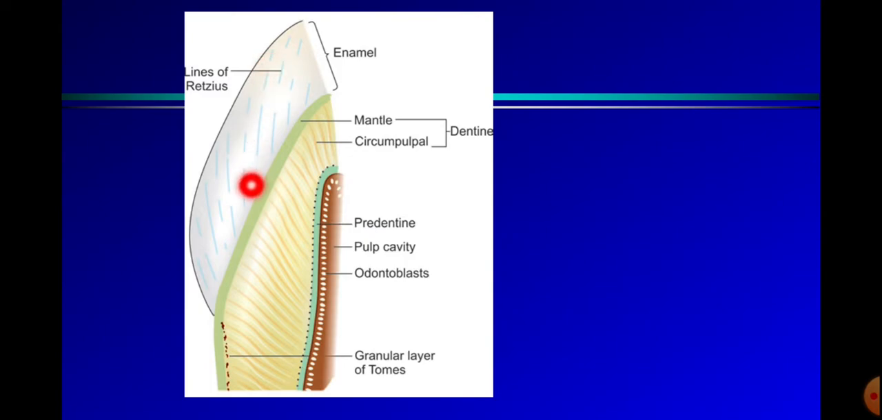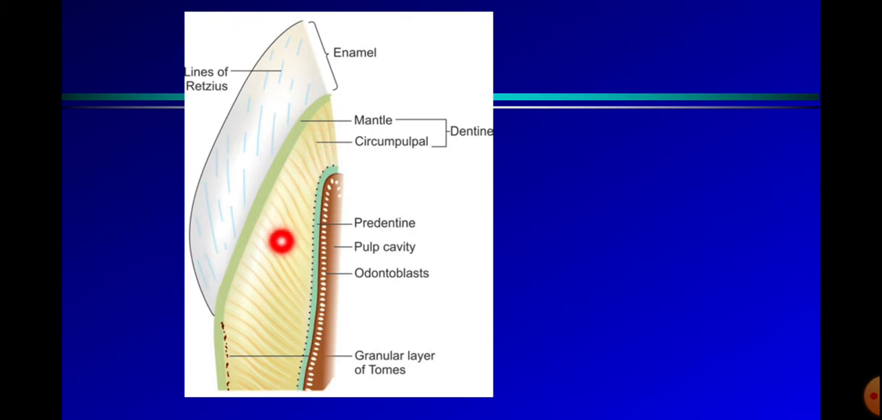These are rod shaped cells, also called prisms. They are developed in a specific manner in lines. These are called the lines of Retzius. So we can find here the enamel. After that, there is the dentine.